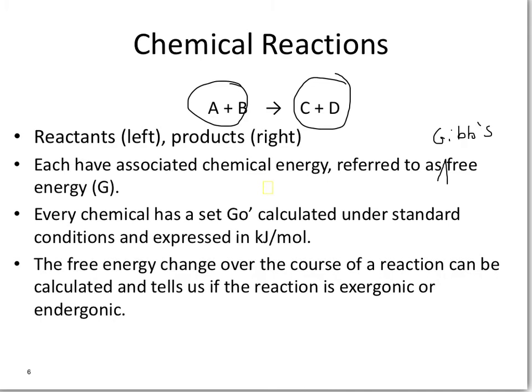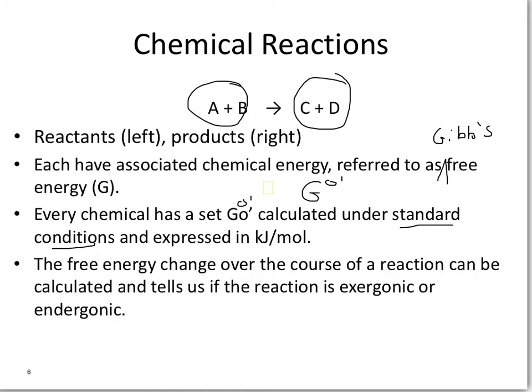Now, we know that every particular chemical has a set or theoretical G, or Gibbs free energy, and by theoretical here this should be like a superscript prime, so it should be G like this, not prime, and that's referring to under standard conditions. It's expressed in kilojoules per mole. By standard conditions we mean neutral pH and certain concentrations. So every chemical has a particular free energy associated with it.